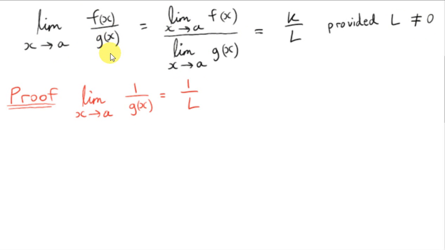Now the way we're going to prove this is to first consider the limit as x tends towards a of 1 over g of x. We're going to show that this limit is 1 over L, where L is the limit as x tends towards a of g of x. Now to prove this limit, we are going to have to consider the distance between 1 over g of x and 1 over L.